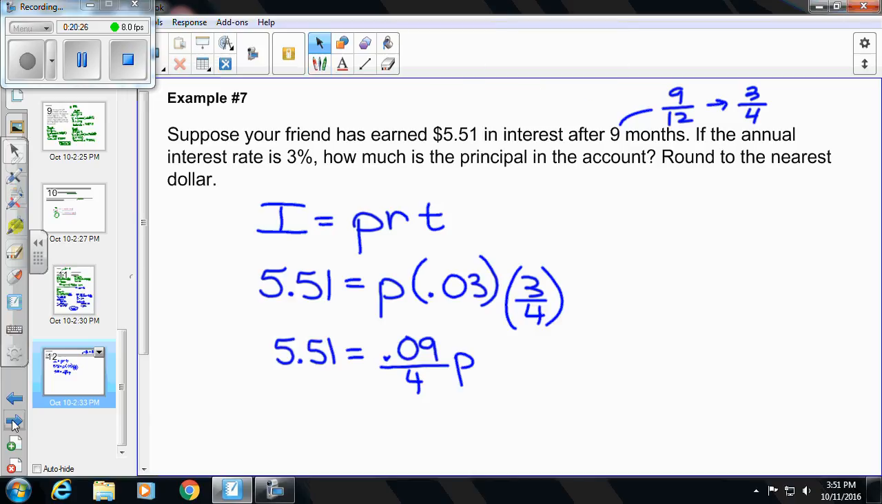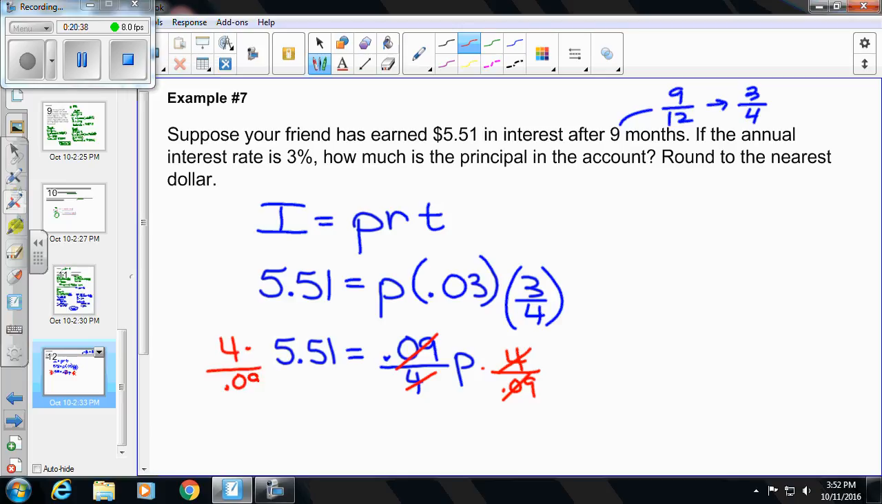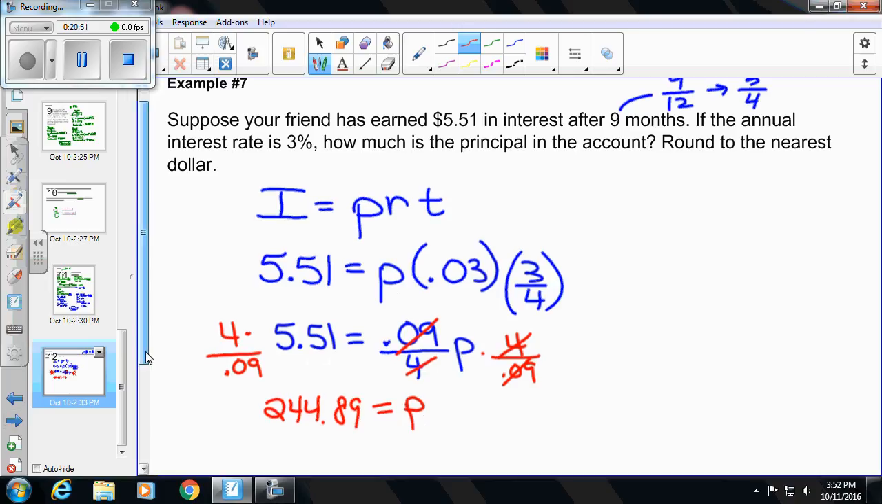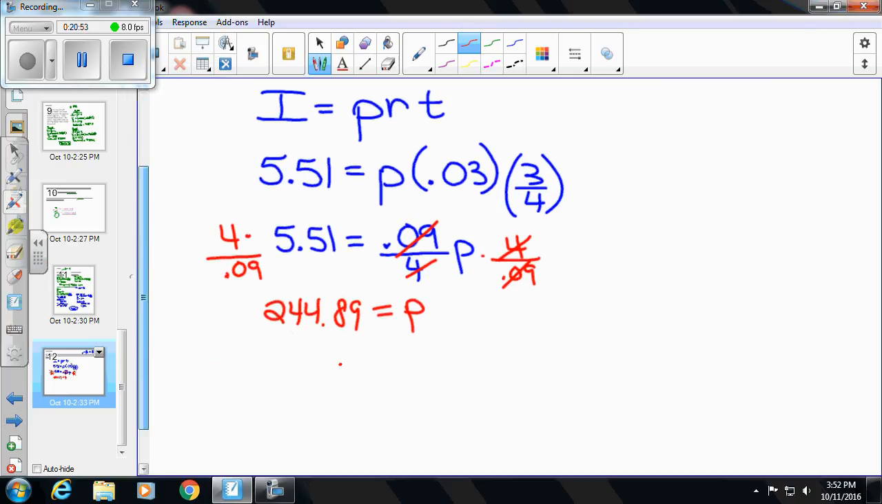You guys know how to solve this. Multiply by the reciprocal. Simplifies nicely. I need to do it over here as well. When I do my math, the principal is $244.89. My question is asking for it to the nearest dollar, $245.